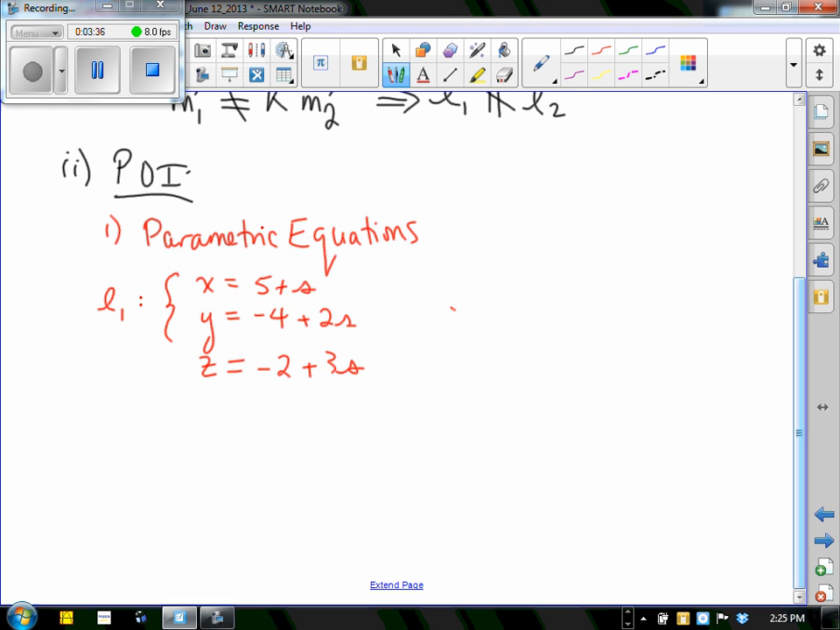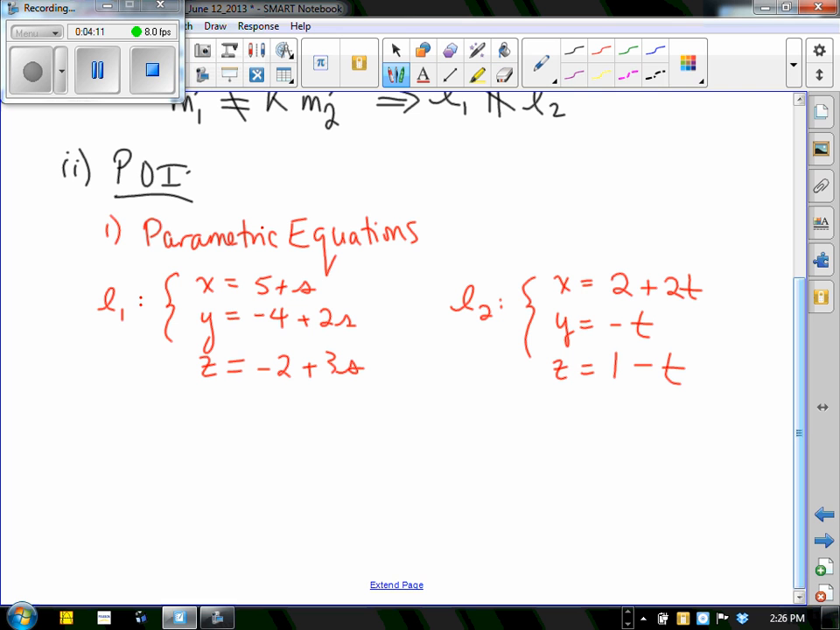Line 2 will now also have 3 parametric equations. The first one being x equals 2 plus 2t. The second, you can see that the y value from line 2 is 0, so we simply have a t value, minus t. And then our z will be 1 minus 1t, or 1 minus t.